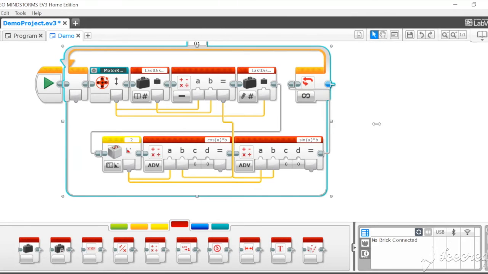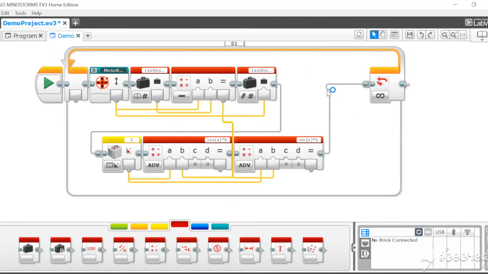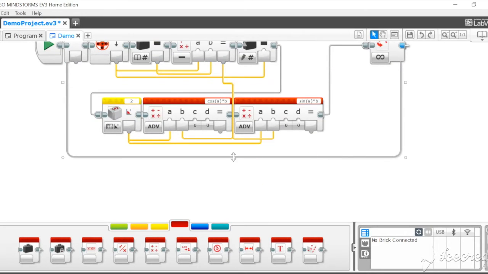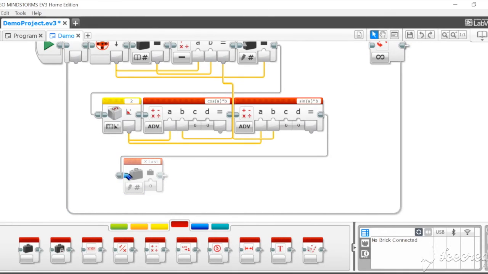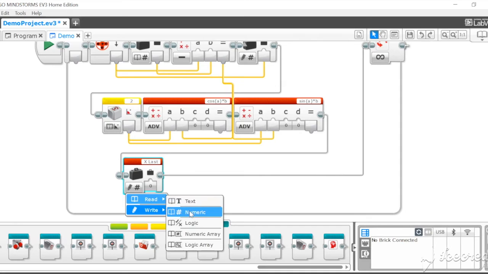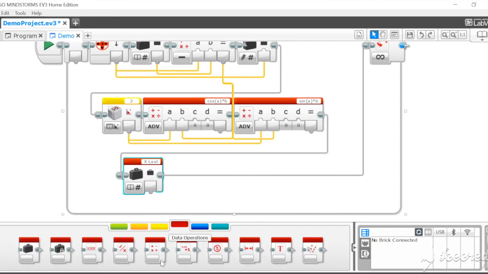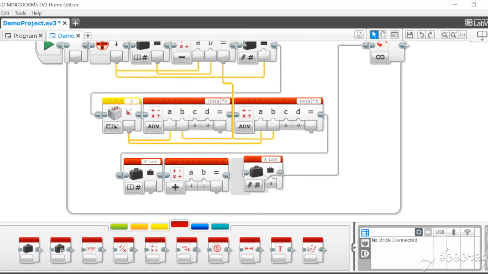Okay, so now I just need to make it look a little better. Okay. And so here again, I would suggest making a new line, and add in that X last variable we created last time, and just set that to read. And now just add in a maths block, just an add block, and then put in another X last block and set it to write.